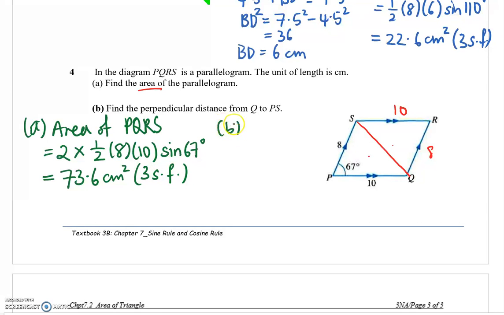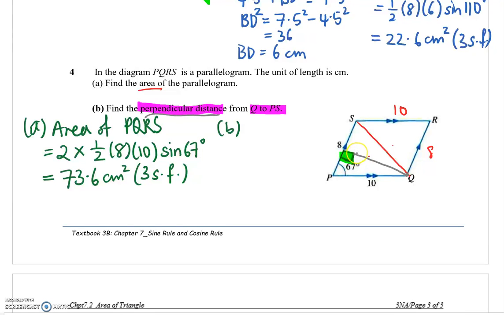Let's look at part B now. Find the perpendicular distance from Q to PS. Okay, the keyword here is perpendicular distance from Q to PS. So let's draw an additional line. Well, we're going to start off at Q, so it has to start from here. And it has to go down to PS somewhere in between, such that I get a 90 degrees, right? Because they are telling us that it is a perpendicular distance. Okay, perpendicular distance. So that's where we produce this 90 degrees.